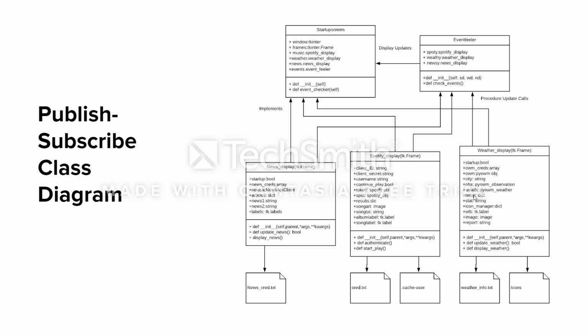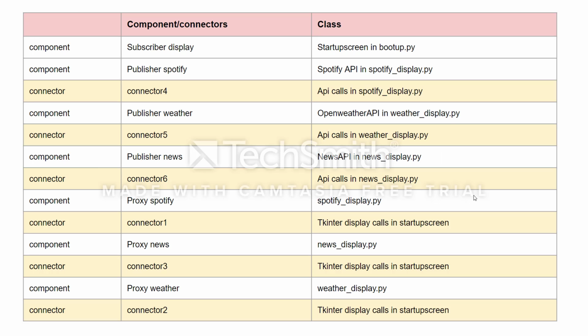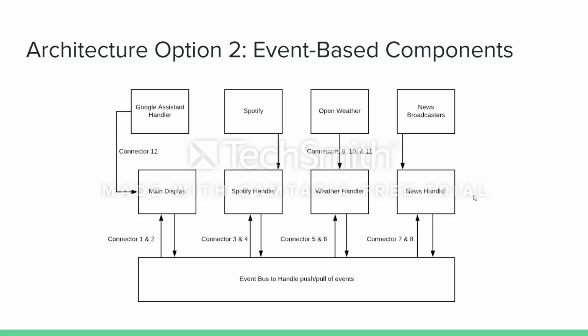those specific APIs. This is the component connectors to the class. Most of them are pretty self-explanatory. So if it's the publisher Spotify component, then it will be associated to the Spotify API in the Spotify display Python file, so on and so forth. Most of the connectors are just API calls that go back to whatever API I'm using, their server, so that it can retrieve data and display it onto the main display.